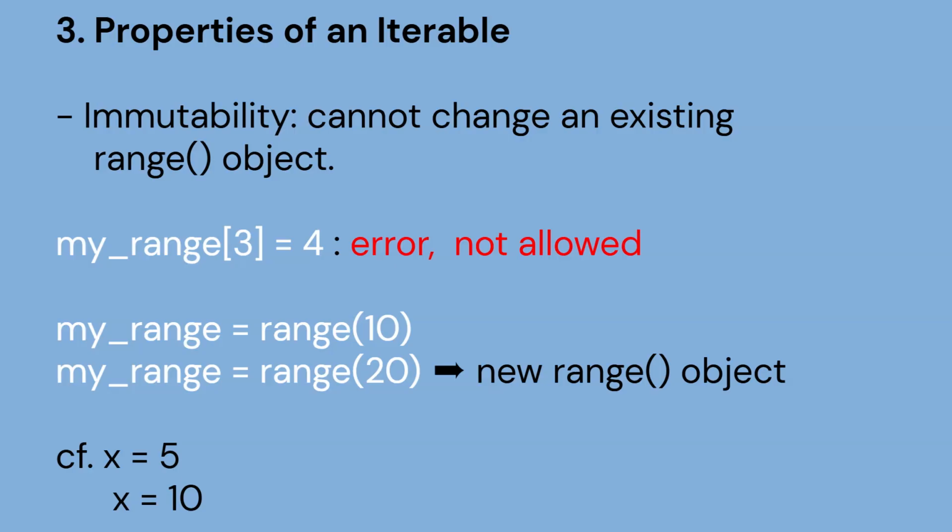Immutability. The range object is immutable. You cannot change an existing range object. Trying my_range[3] = 4 will throw an error because it's not allowed. If you write my_range = range(20) later, you are not altering the original object. You are creating a completely new range(20) object and reassigning the variable my_range to point to it. It's like changing a variable from x = 5 to x = 10. The integer 5 itself wasn't changed.